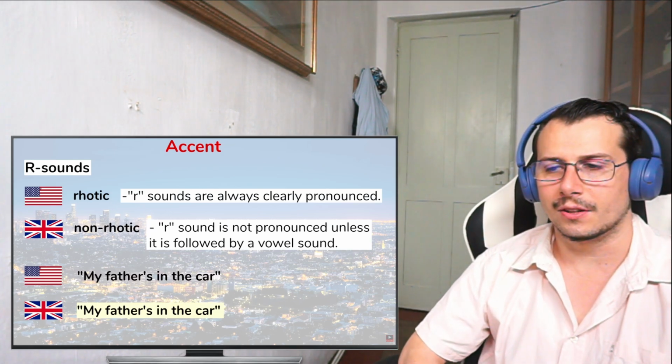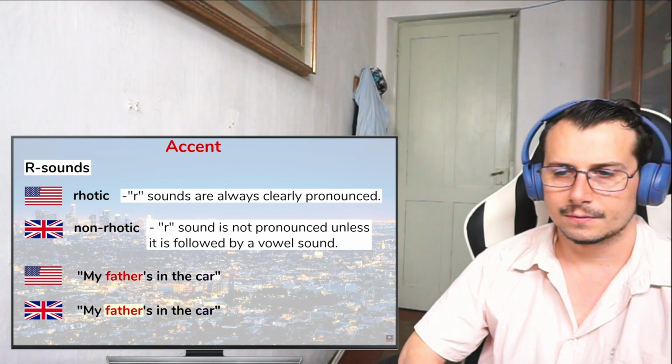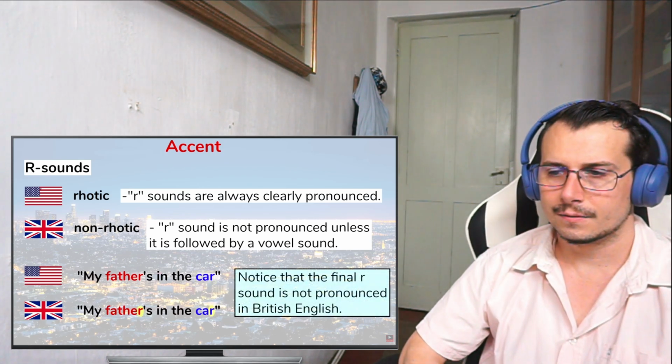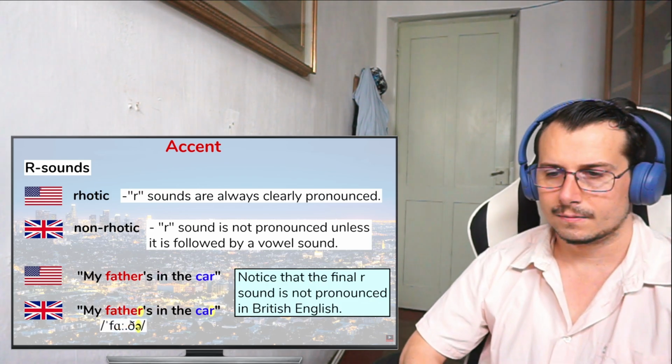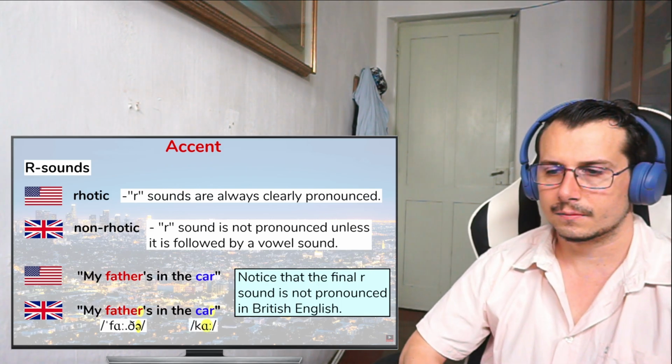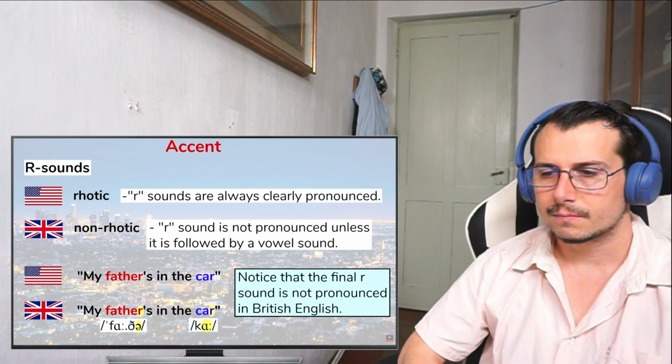Let's focus on two words. Father, father. Car, car. Notice that the final R sound is not pronounced in British English. Father ends in a simple schwa vowel, like father. And in car, the vowel sound is lengthened in place of the R sound.